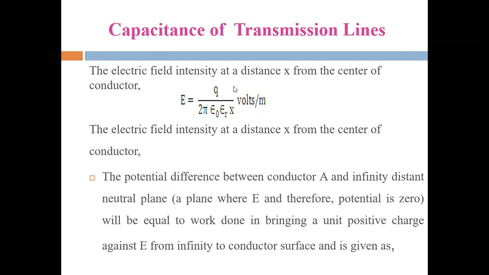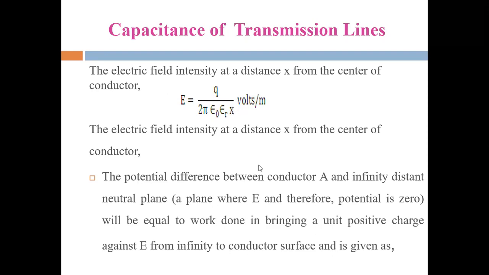This is the electric field intensity at a distance of x meters from the center of the conductor. In that, E is the electric field intensity, q is the charge in coulombs, and x is the distance between the center of the conductor and the point P.